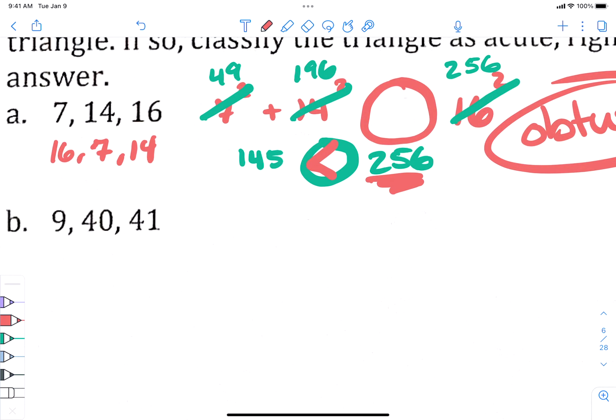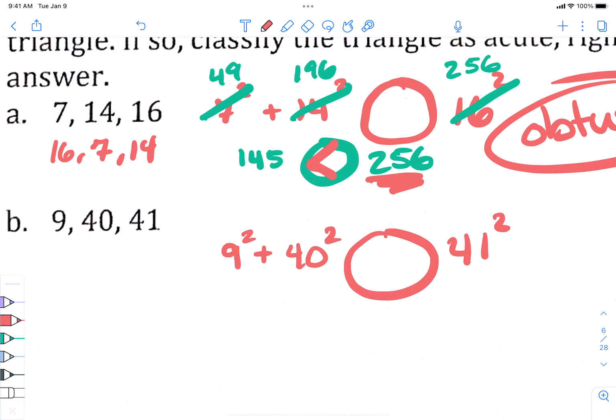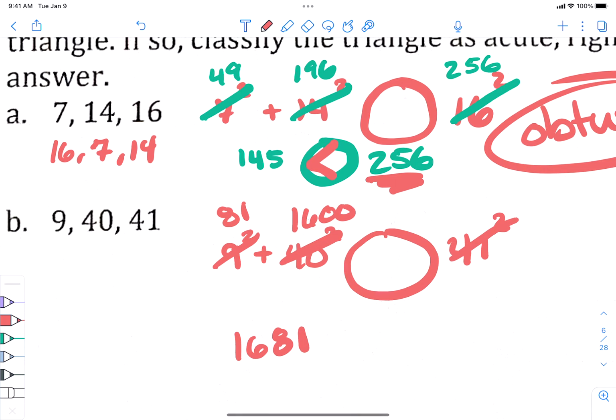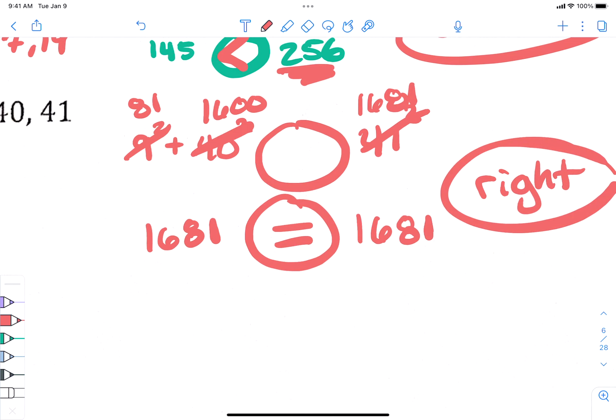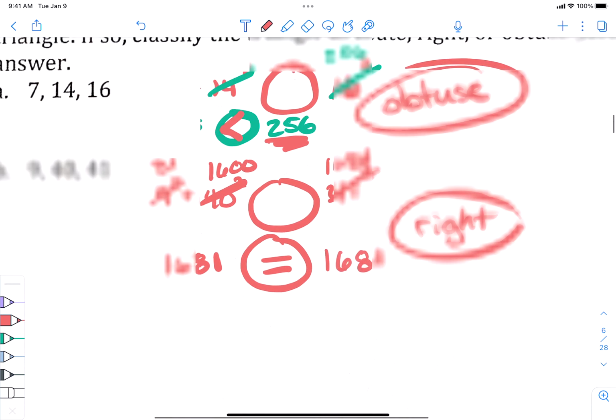All right, let's do this one. 9, 40, 41. 9 squared, 40 squared, 41 squared. We got 81. And do you know what 40 squared is? You should. 1600, right? So this is 1681. What's 41 squared? 1681. 41 squared is 1681. So what is this? Right. This is a right triangle because they're equal, right? Make sense? Good? That's all, right?